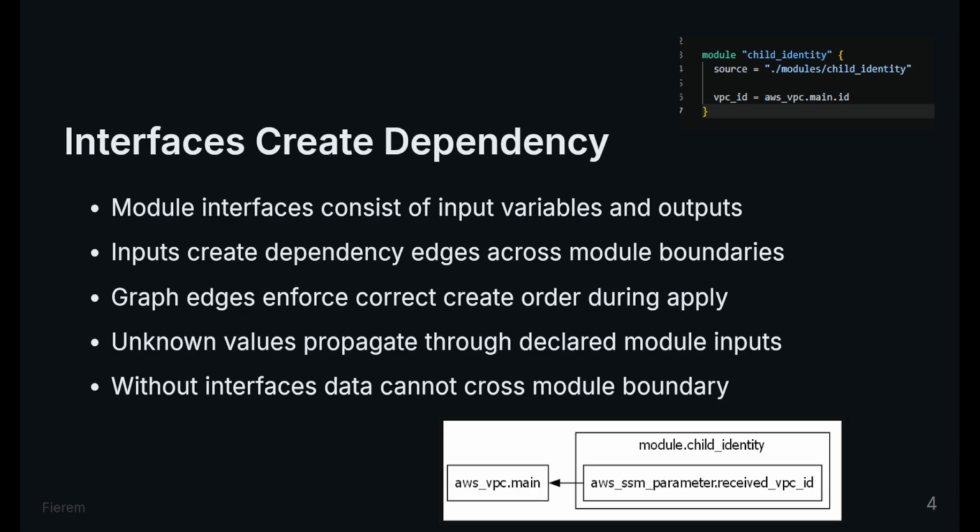Without an explicit interface, Terraform has no legal path to move data across the boundary. This is why module design is not just code organization. Module design changes graph visibility, state addresses, and data flow.